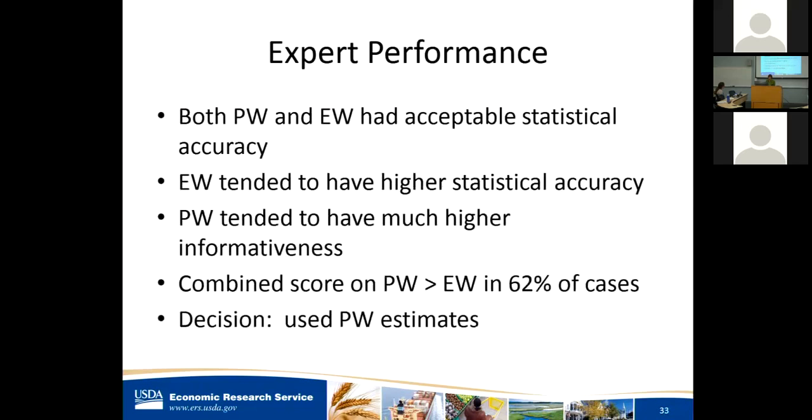Okay, so some results. First of all, on the performance of experts, what we found was that both a performance weighted aggregate and an equal weighted aggregate of respondents across the panels generally had acceptable statistical accuracy. The equal weighted tended to have a higher level of statistical accuracy than the performance weighted, but the performance weighted tended to have higher informativeness, and that's a pattern that Cook and Aspinall have seen across most of their studies.